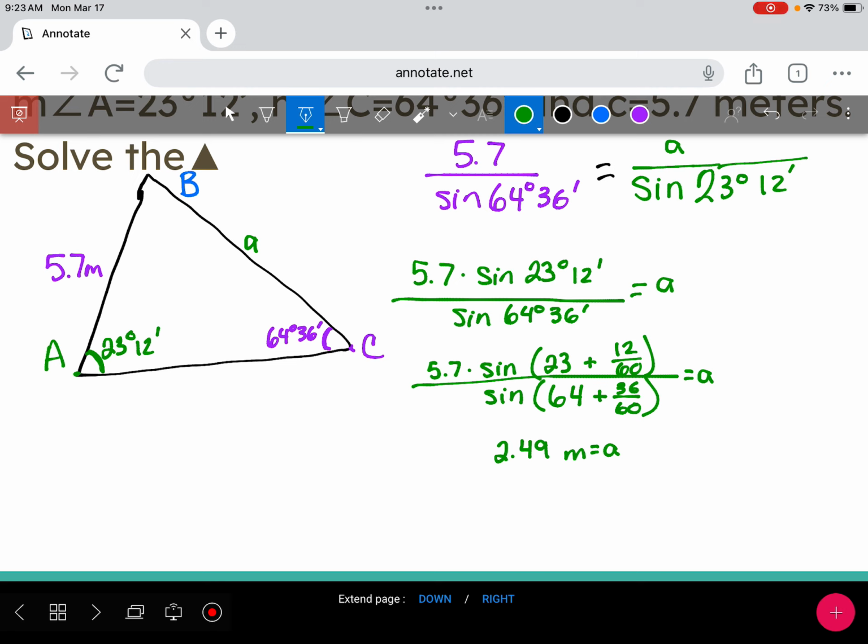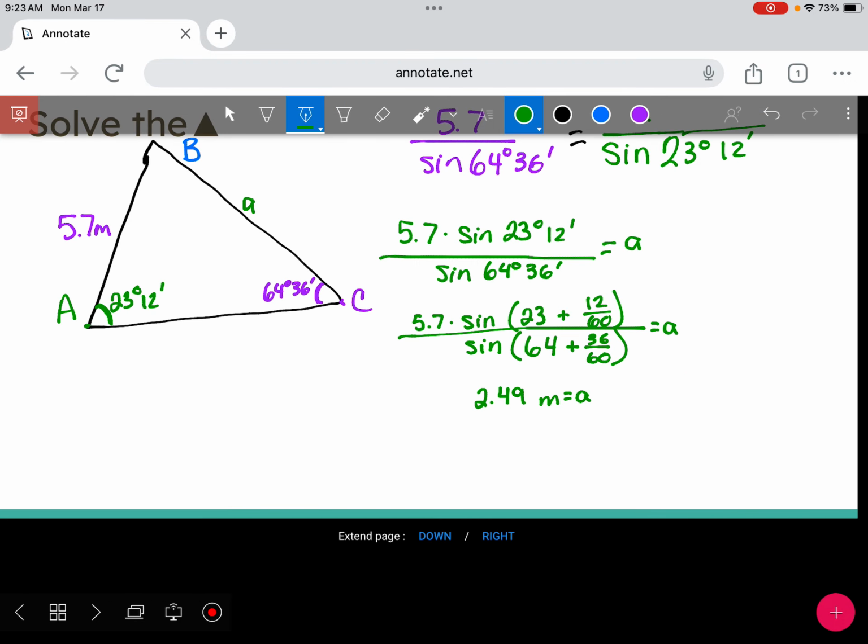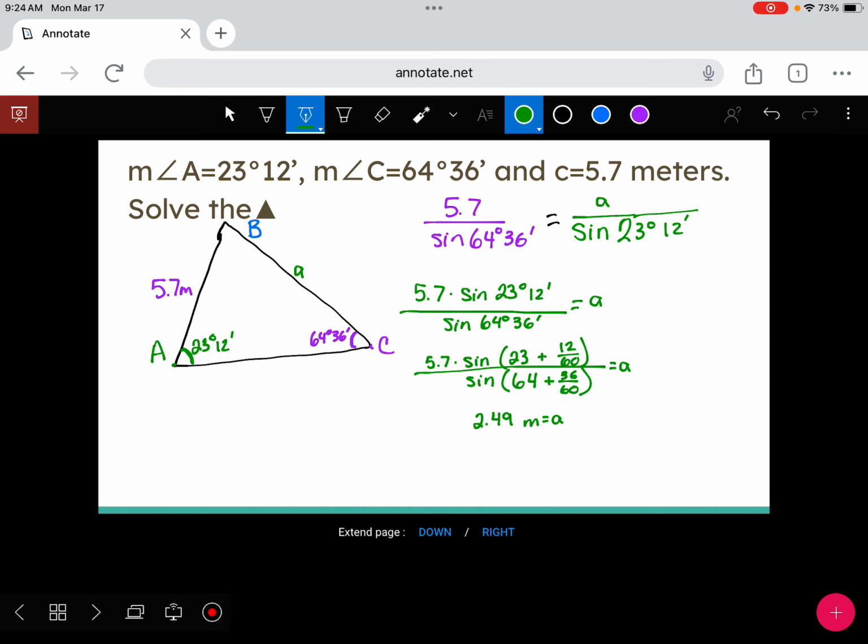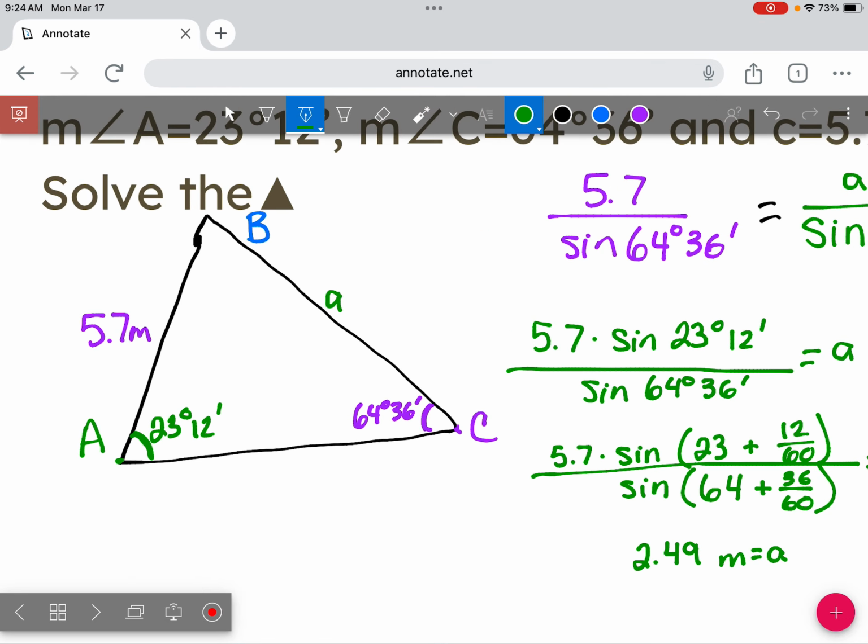There's 60 minutes in a degree, and 60 seconds in a minute. So it would be over 60 times 60, so it would be 3600. So you could do it the same way. You could have three fractions: 23 degrees, 12 over 60 for minutes, and then say it was 24 over 3600 for seconds. You can do it just like that because there's 60 minutes in a degree, 60 seconds in a minute. So you don't have to put it to decimal. You absolutely can. It's totally valid that way as well. But that gives us our side A of 2.49 meters.